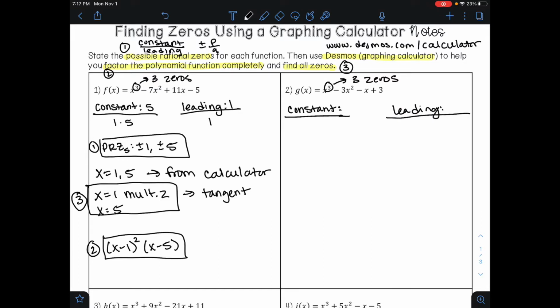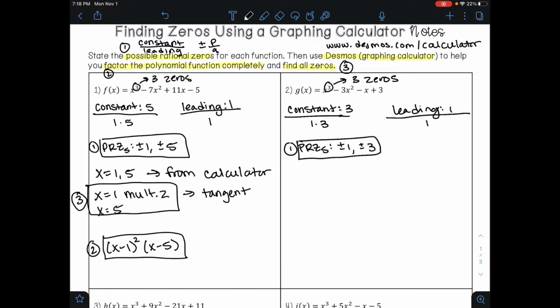In this problem, my constant is 3. The factors of 3 are 1 and 3. My leading coefficient is 1. My factors of 1 are 1. So my possible rational zeros are 1 divided by 1 is 1, and 3 divided by 1 is 3. So I have 4 possible rational zeros: +1, -1, +3, and -3.